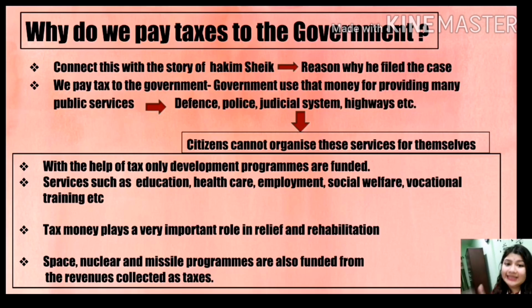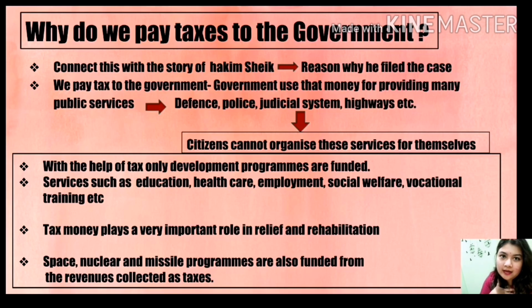Now the tax money plays a very important role in relief and rehabilitation. What do we mean by relief and rehabilitation? It means that during the time of need, the government utilizes this tax, okay? They release funds for the development and betterment of the people. So in case of a natural disaster like an earthquake or tsunami, the government releases funds from the tax we pay.